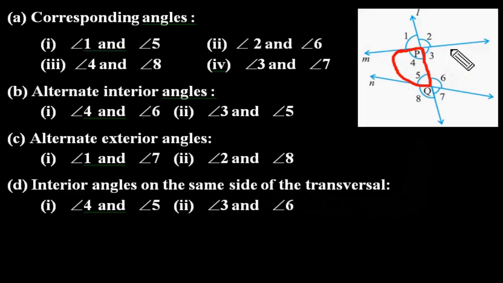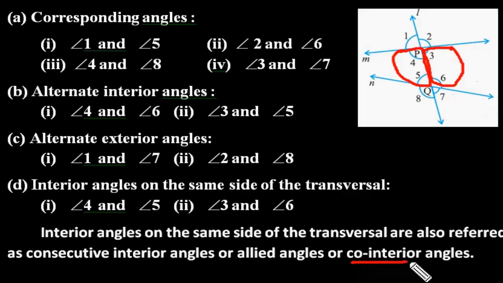Next pair is 3 and 6. 3 and 6 are the angles which lie inside, interior angles, and they lie on the same side. Then these two angles are also called co-interior angles. That is, interior angles on the same side of transversal are also called co-interior angles, allied angles or angles. We have three types of names for this.